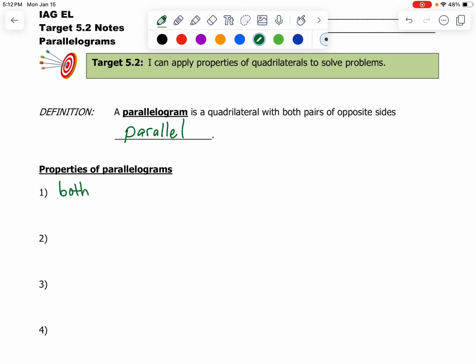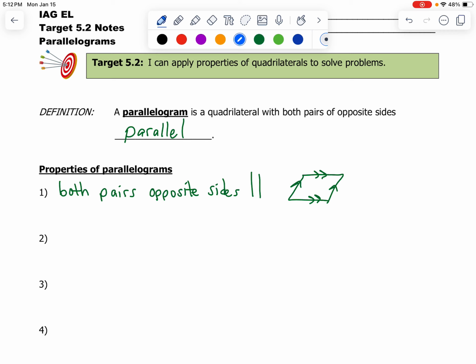Both pairs opposite sides, and we'll use the parallel symbol. And remember, opposite just means across from each other. Then for each property, we'll go ahead and draw a picture to go with it, and we will make sure to put tick marks on the picture.